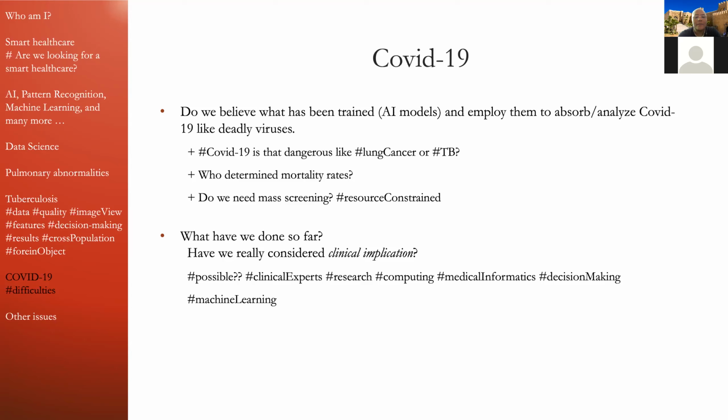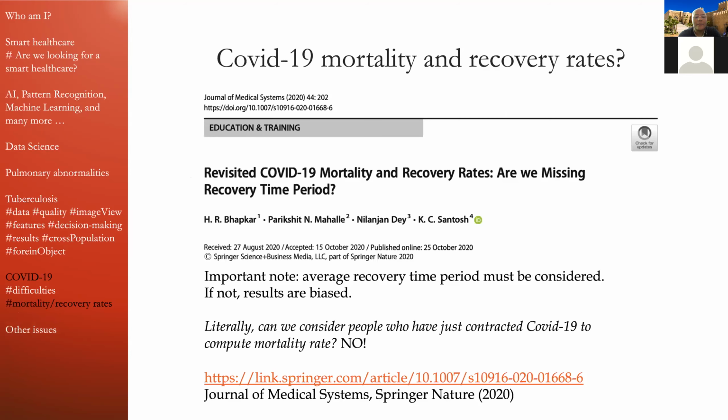So think about it one more time. COVID-19 is dangerous like lung cancer and TB, but COVID-19 hits a lot more people than TB. Why? It's because of the spread rate. When we talk about spread rate, it's important to talk about mortality rate. Have we established the mortality rate? No, because it's ongoing, never finished. While talking about all these things, how am I going to say that COVID-19 is a big threat? Because of mortality and recovery rate.